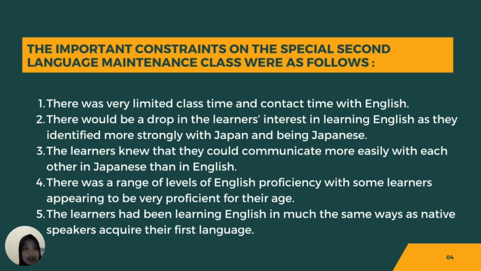So I think communicating in English is more of a struggle. And the fourth is there was a range of levels of English proficiency, with some learners appearing to be very proficient for their age. And the last is the learners had been learning English in much the same way as a native speaker acquires a first language.